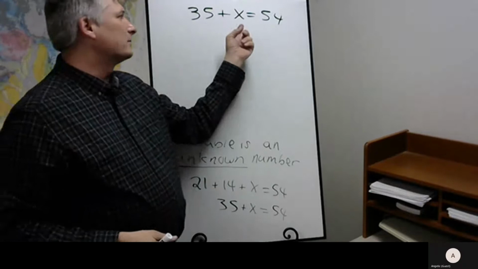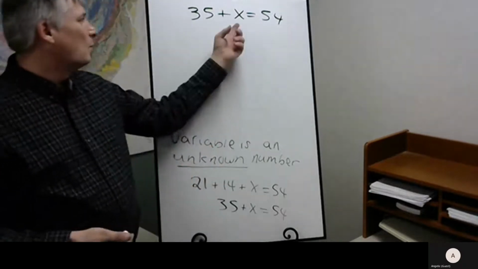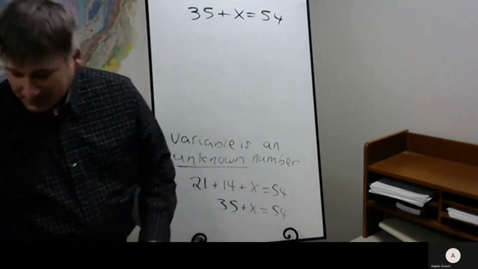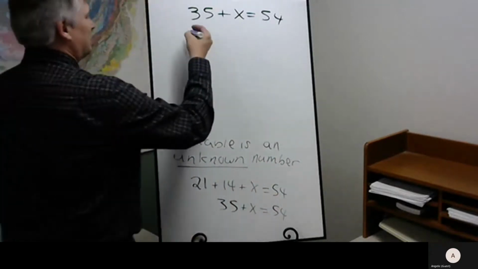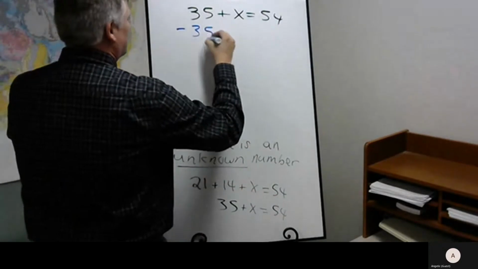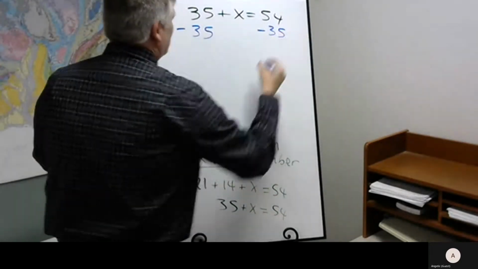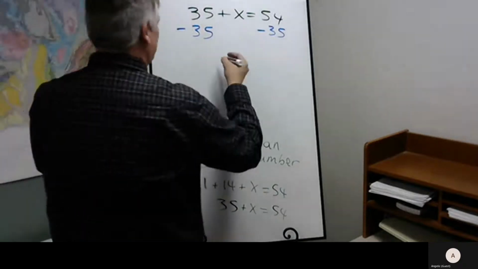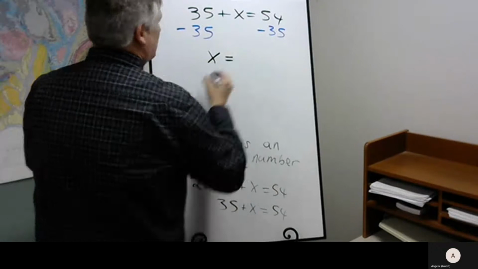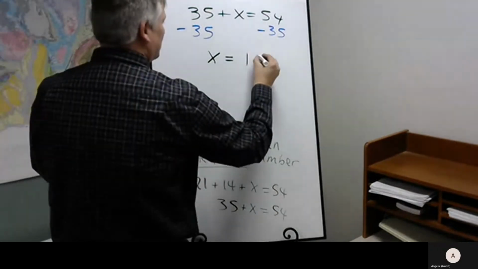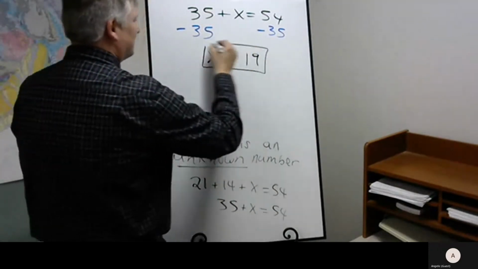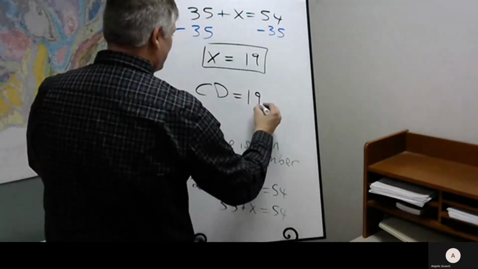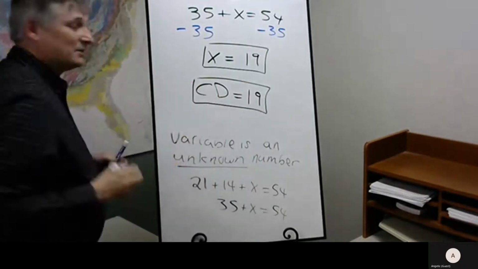So we can try to answer this question. 35 plus some number gives us 54. What is that number? So you can kind of guess and check and see it till eventually you get it right. There's another technique you can use. To identify x, we can subtract 35 from both sides. And what we're going to get is x will be 19. So that means C to D is equal to 19.